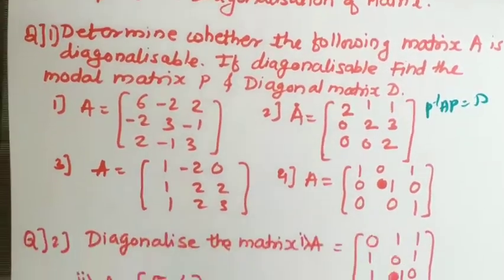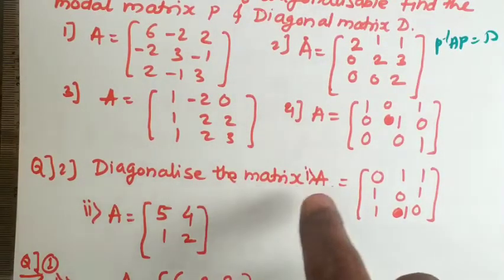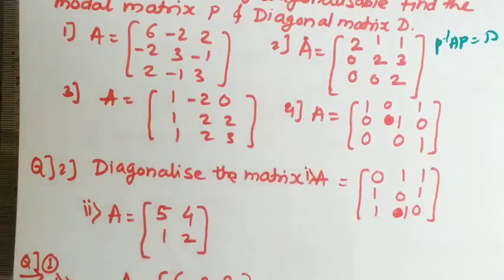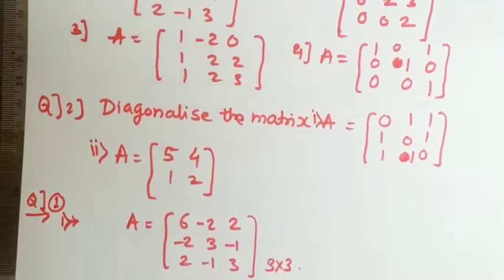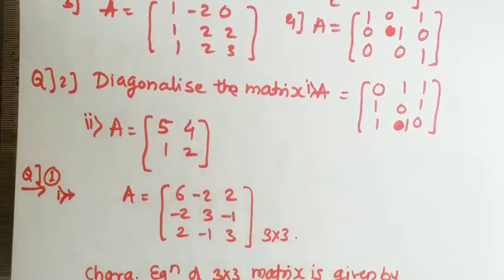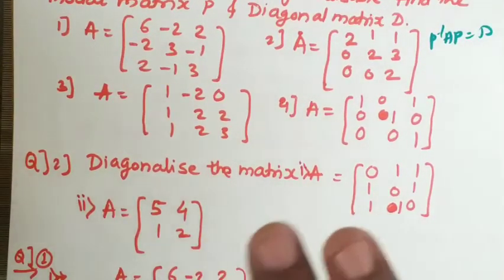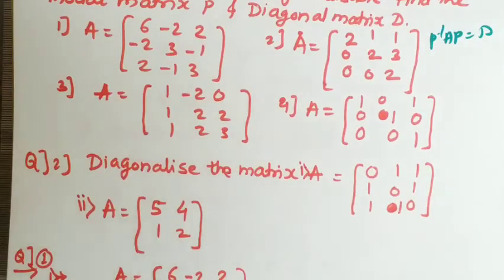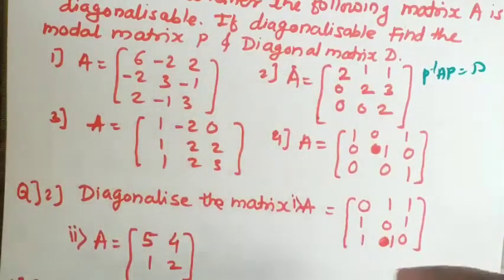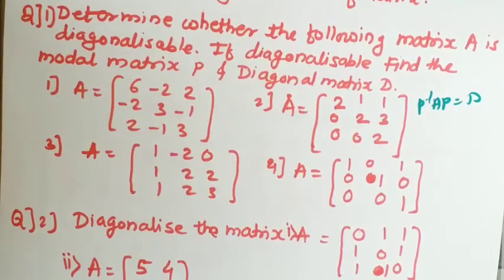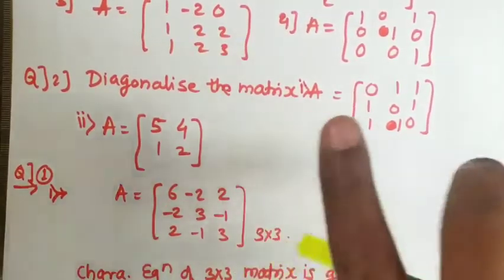Along with this, we have one more type of question: diagonalize the matrix A. Whenever you have such a question, it means it is a diagonalizable matrix. You just need to calculate the eigenvalues and eigenvectors, and from that you can determine the modal matrix P and diagonal matrix D. You don't have to check the diagonalizability of that matrix. Only when the question asks whether it is diagonalizable do you need to check the diagonalizability of the given matrix. In the second question you directly calculate the eigenvalues and eigenvectors, since this matrix is diagonalizable.